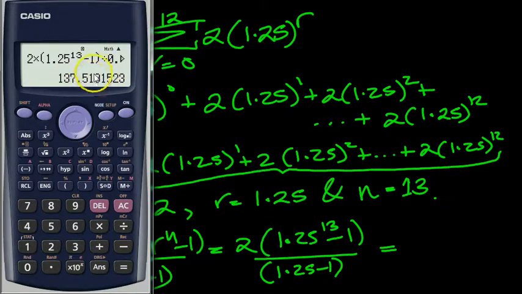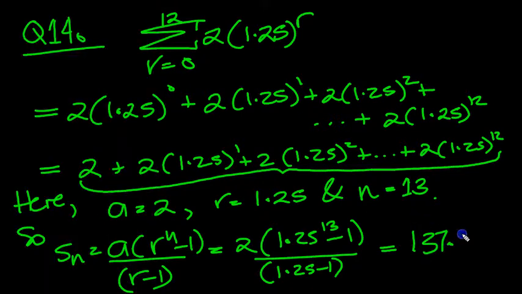The 1 is rounded up to 2 because that's a 9, isn't it, in the third decimal place. 137.52. There we go. That's 14 done.